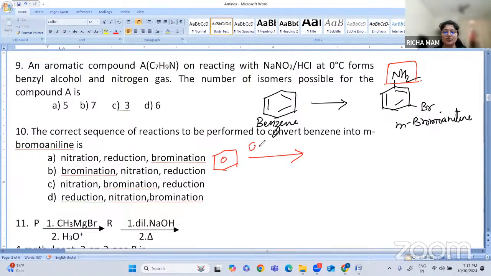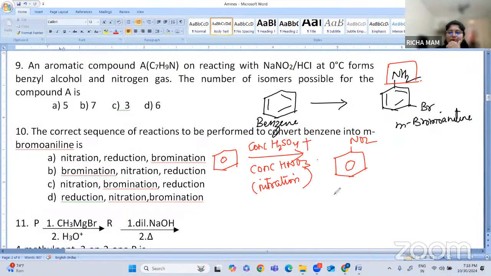So first step, let us do nitration. The nitrating agent is concentrated H2SO4 and concentrated HNO3. So by using nitration, I am going to get NO2, so I'm going to get nitrobenzene. Now, the next step is what? I'm going to do reduction. How am I going to do it? Bromine in the presence of water.